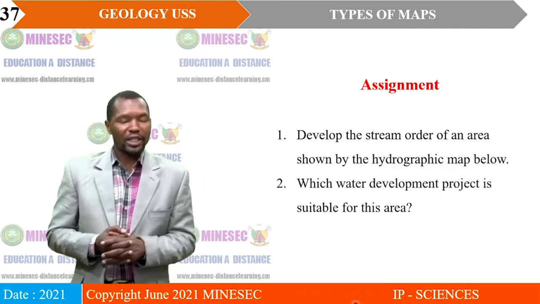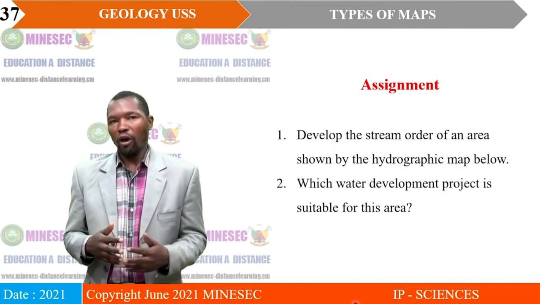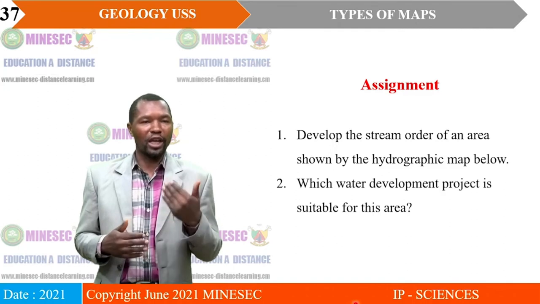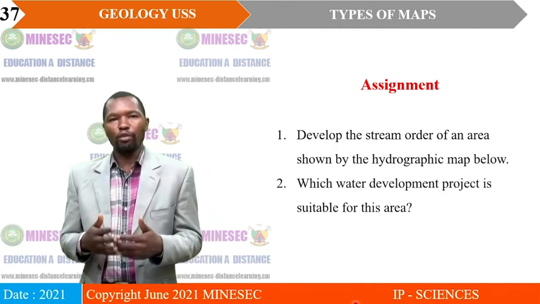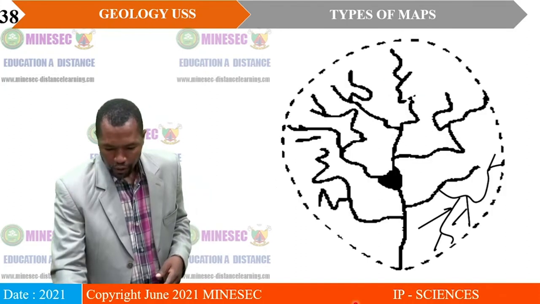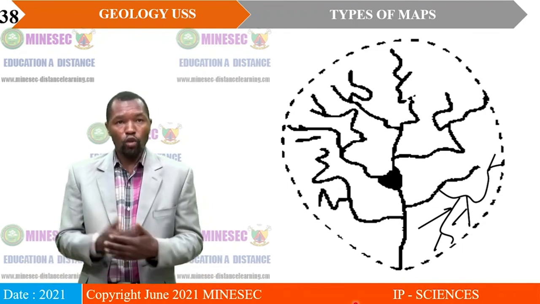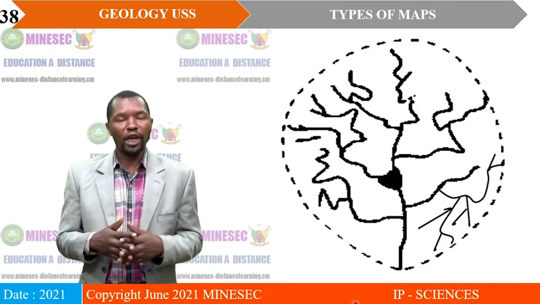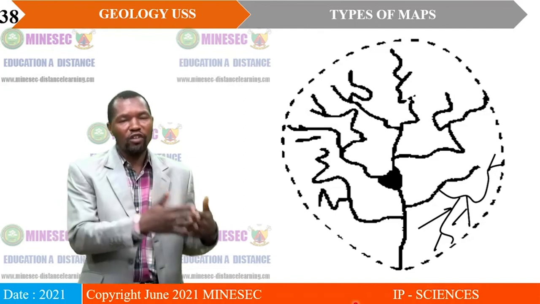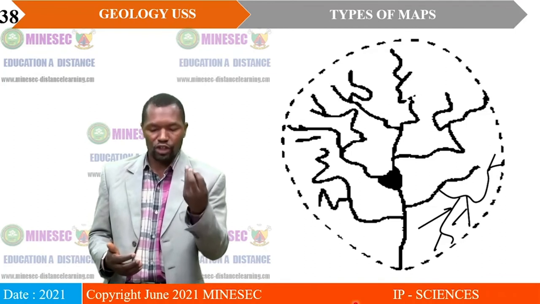Then, as our assignment, develop the stream order of an area shown by the hydrographic map below. We are going to see the map. And then still, which water development project is suitable for this area? This is the hydrographic network of the area. So we are going to assess it, do the development of the different stream ordering, and then say what kind of water developmental projects can be carried on in the area that is drained this way.